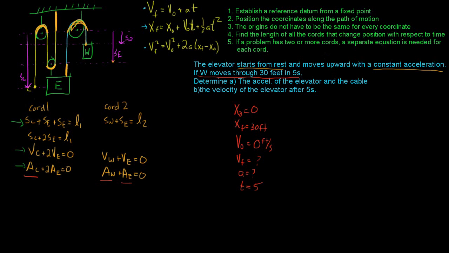this second equation. If we plug in what we know, we have 30 is equal to 0 plus 0 times 5 plus 1/2 A times 5 squared. These two go away, and if we solve this equation for A, we get A is equal to 2.4 feet per second squared. And so this is the A of the weight.